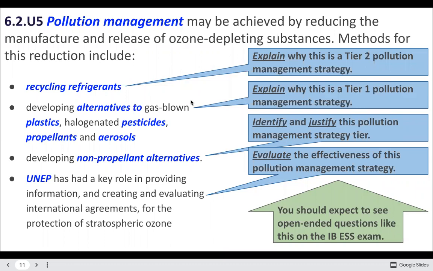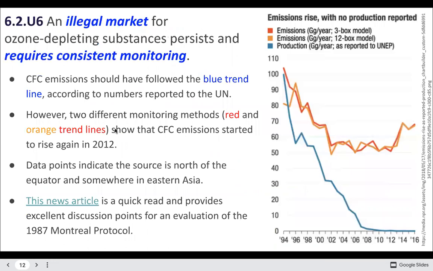We could look at the different levels or the different tiers of pollution management again with some of these solutions. So you might try to think, how is recycling refrigerants an example of tier 2? How is developing alternatives, tier 1, etc. Yeah, this is like 100% how the IB always does their exam, and this is how the mock exam is going to be too.